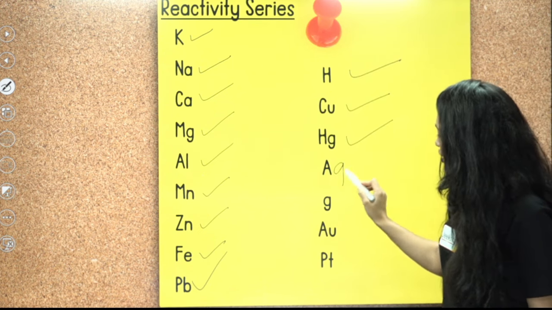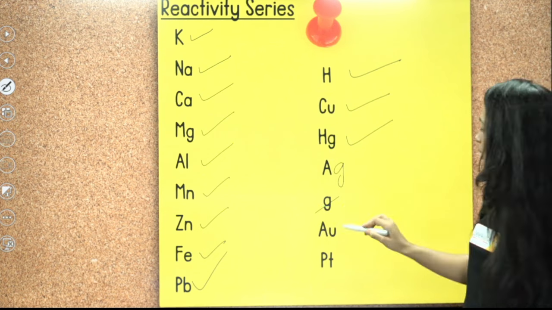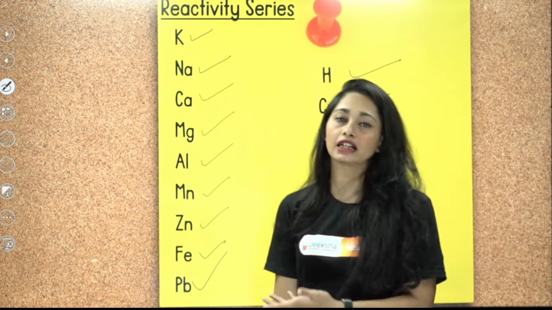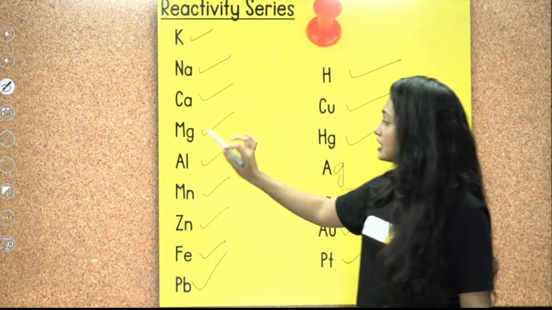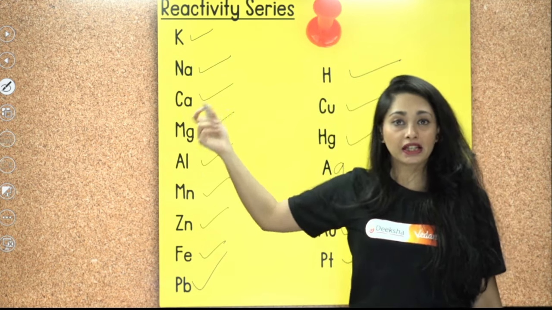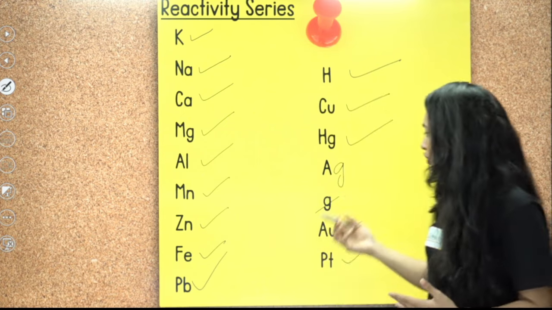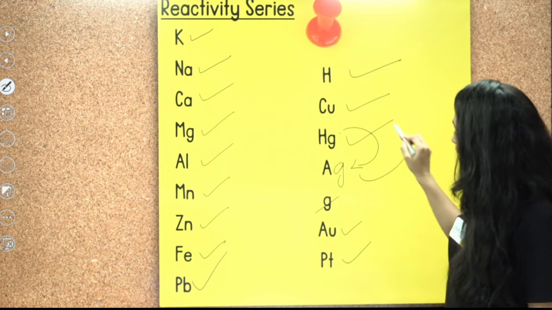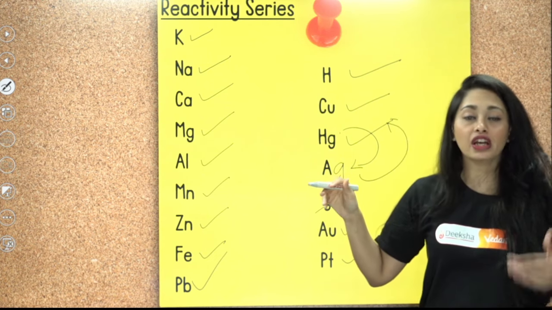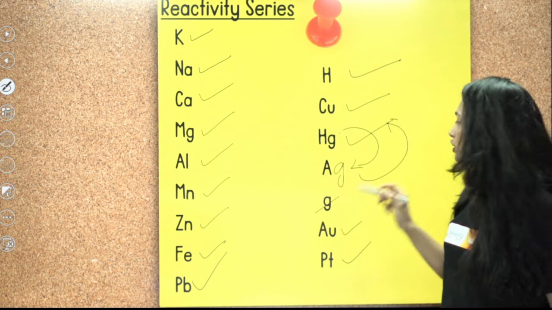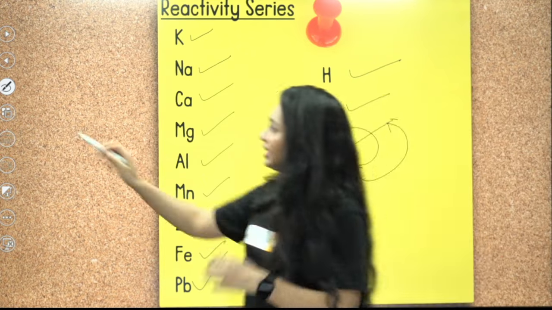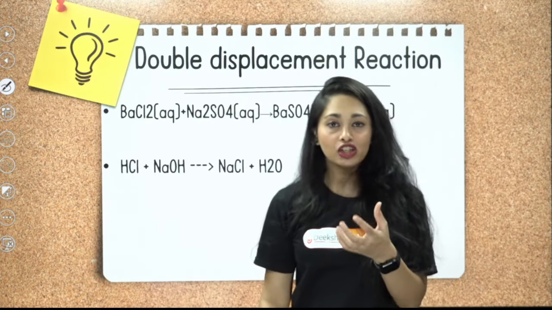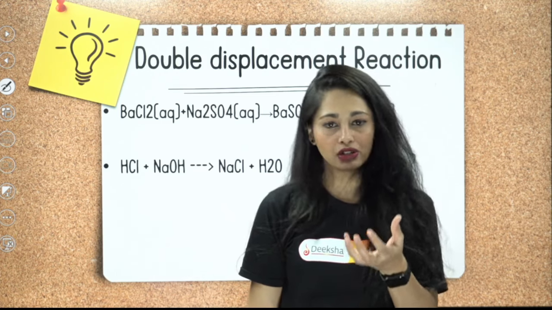So this is Ag. Yes, Ag is nothing but silver. And Au, gold, and platinum. So this is nothing but a reactivity series. The metal that is placed above can displace the metal that is placed below it. For example, mercury can displace silver, but on the other hand, can silver displace mercury? No chance. No, it cannot. So this is the deal behind the displacement reaction. The displacement reaction is also called single displacement reaction.